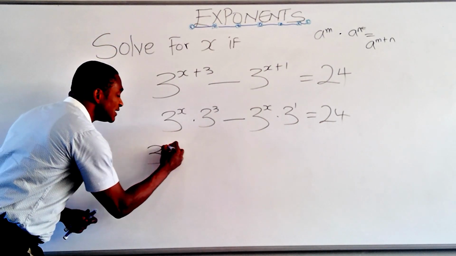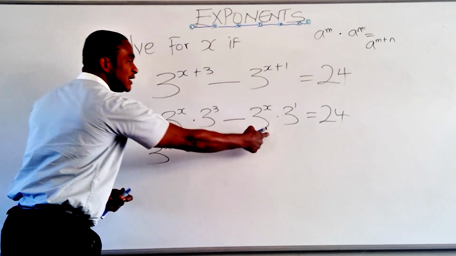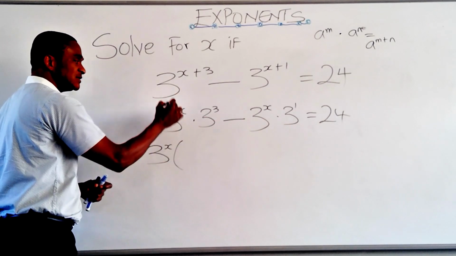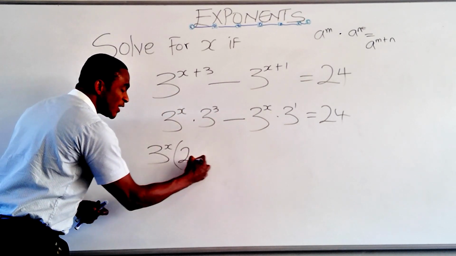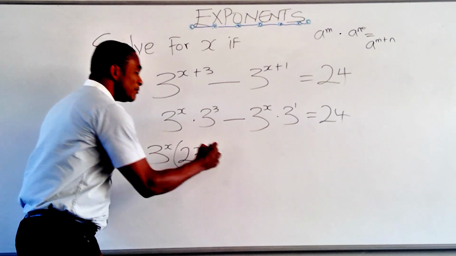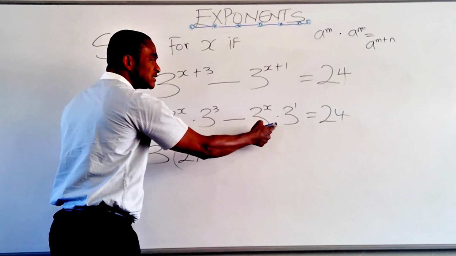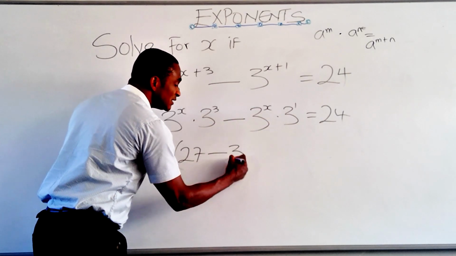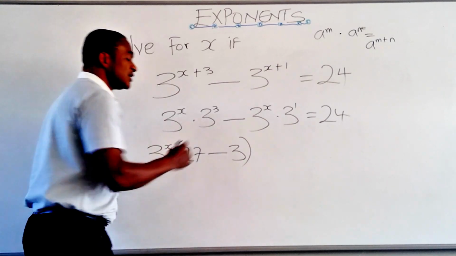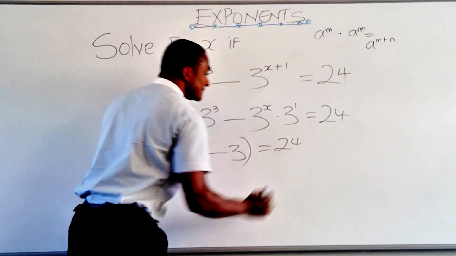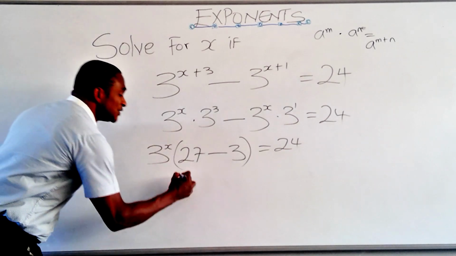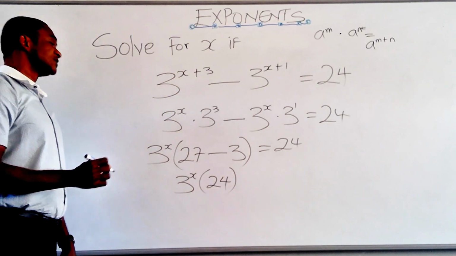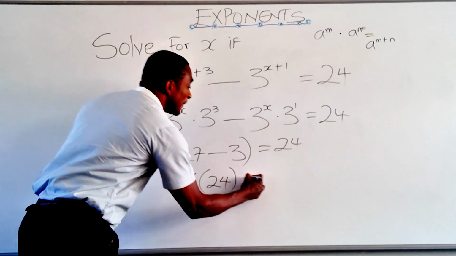So if I have 3 exponent x as a common factor here and here, if we take out 3 exponent x into the first section, it will give us 3 exponent 3, which is 27. Minus 3 exponent x, the common factor, into this section, we cancel out 3 exponent x, we are left with 3, equals to 24. Now what next? 3 exponent x, we have, remember 27 minus 3 is 24.